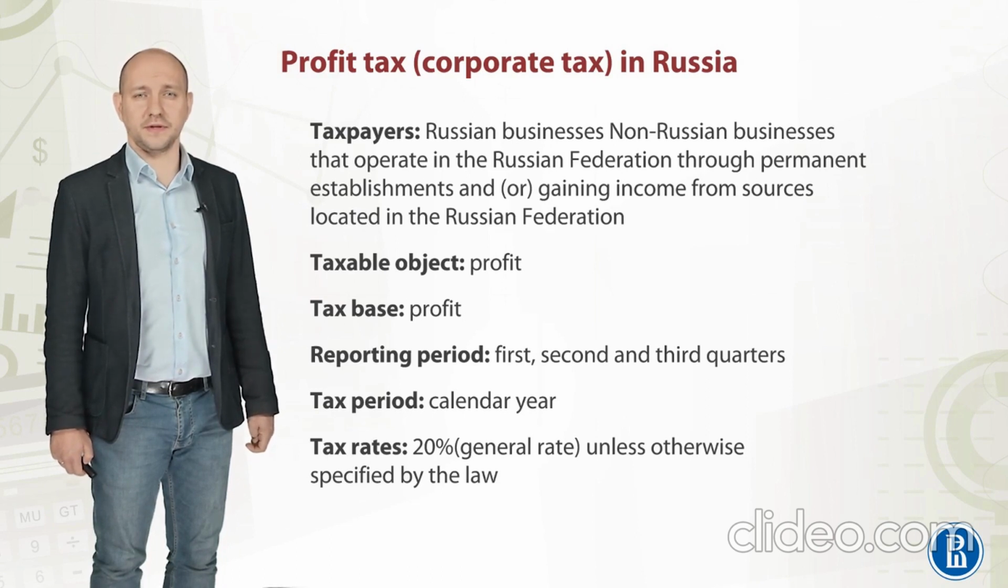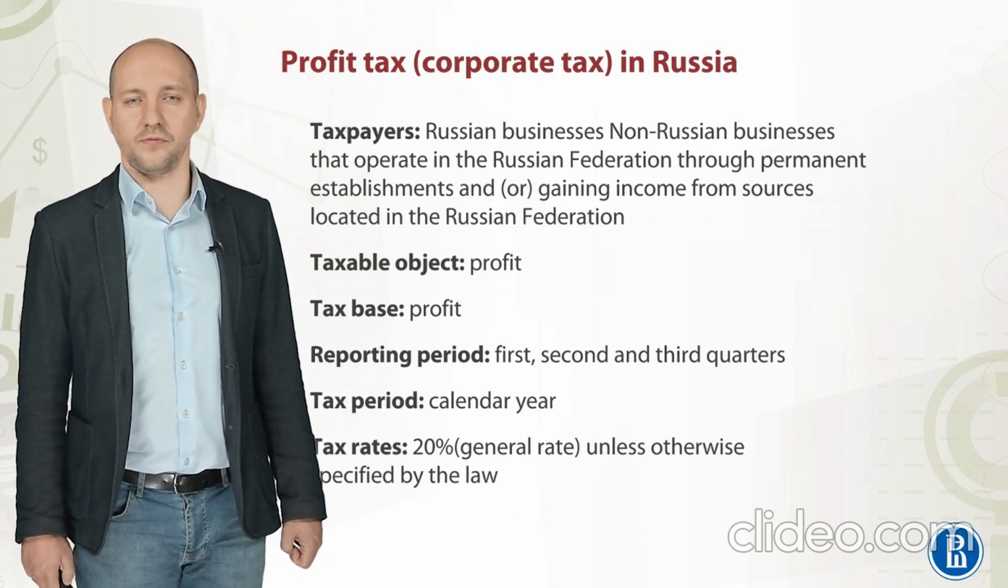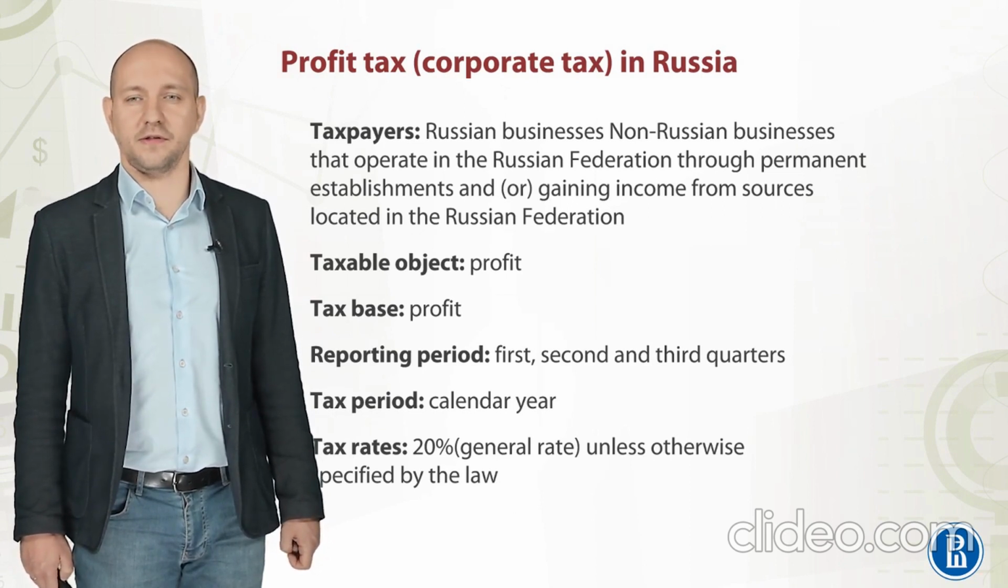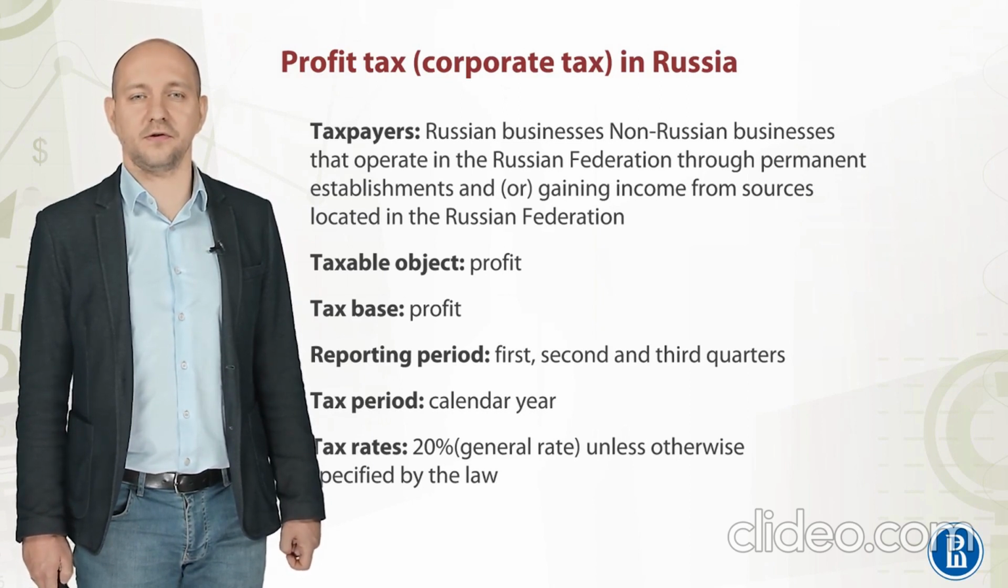Taxpayers are Russian businesses and non-Russian businesses that operate in the Russian Federation through permanent establishments or gain income from sources located in the Russian Federation. The taxable object is profit, and the tax base is also profit. The reporting periods are the first, second and third quarters of the year, the tax period is the calendar year, and the tax rate is 20% general rate unless otherwise specified by the law.